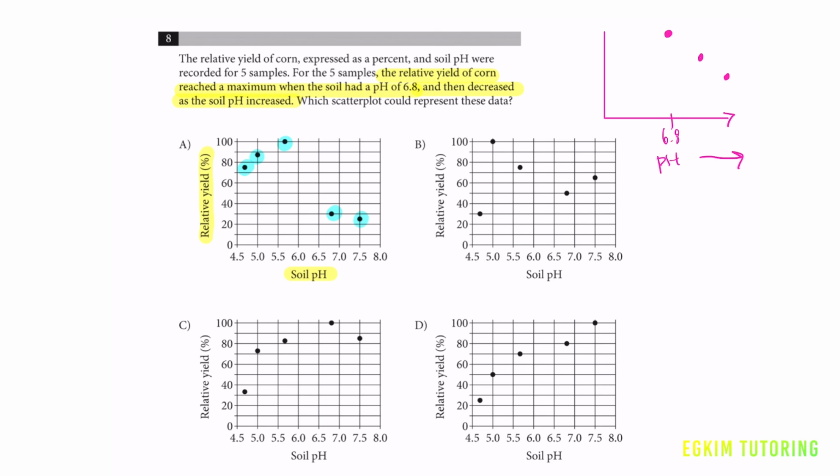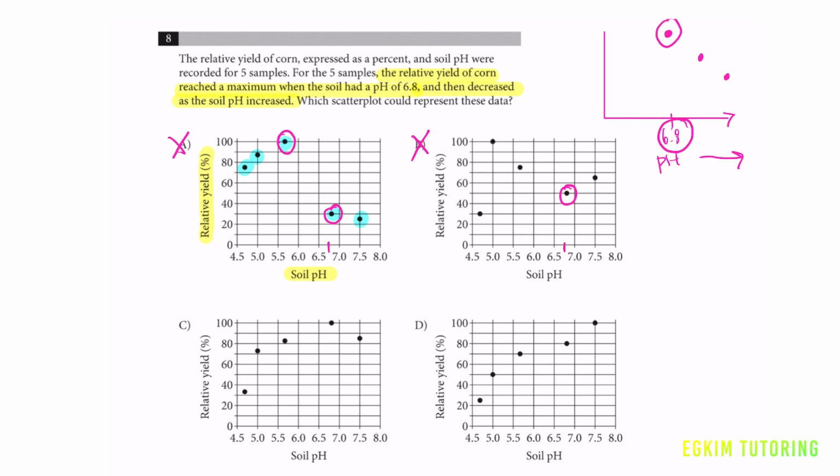So the goal is to go through the answer choices and eliminate any graph where at x equals 6.8, you don't have a maximum data point. For example, if we look at answer A, if you go to x equals 6.8 or a pH of 6.8, this data point right here is pretty low compared to this data point. So then you know that A doesn't work. Again, for answer B, if you go to x equals 6.8, this data point right here, again, isn't the maximum. So let's eliminate answer B.